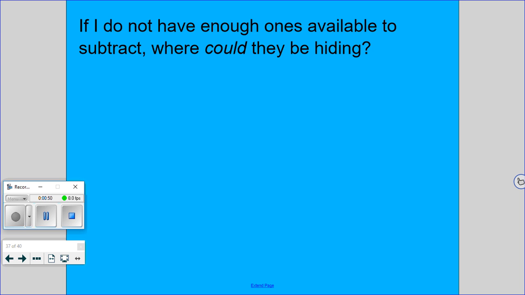What do I need to do? First of all, are there more ones? Yes, there are. Even if they're not in the ones, the bits form, there are still more ones. Where are my ones hiding? Where could they be hiding? They could be hiding in the tens or the hundreds.